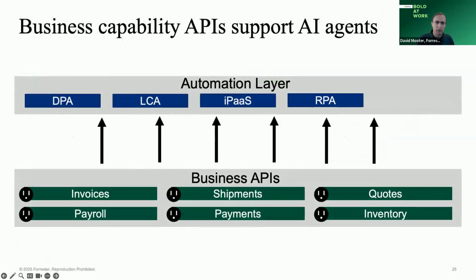An example of addressing uncertainty is that these business capability APIs have been used in automation. That's not new. That's digital process automation, low-code applications, integration platform as a service, robotic process automation. That's the acronym letter soup at the top there. Well, now AI is coming along. Agentic AI, that's the big hot topic for 2025. Organizations that have this kind of business-led API architecture already in place are having an easier time executing on AI agents than those that do not.